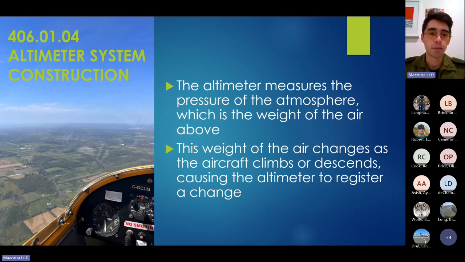Sometimes even when you're on the ground, let's say you leave the gliders overnight and a pressure system moves through the area. So let's say a storm moves in, the altimeter will also register that change in pressure and will give you a different reading than what it was last set to when you were flying the day before, which is kind of cool, which is why we check it during our pre-takeoff checks and our daily inspections.